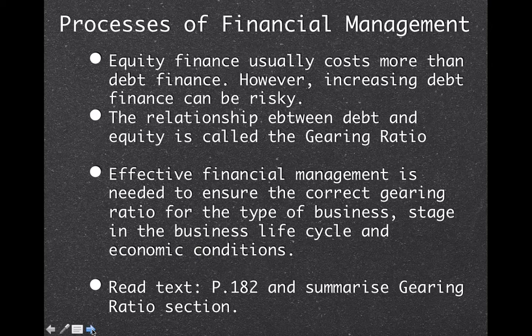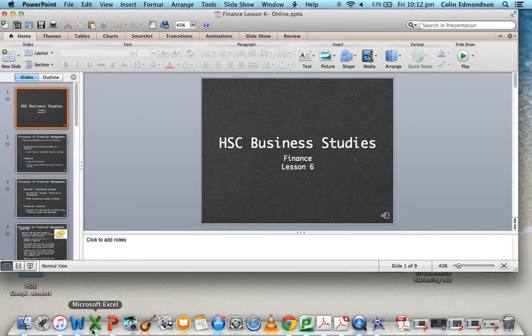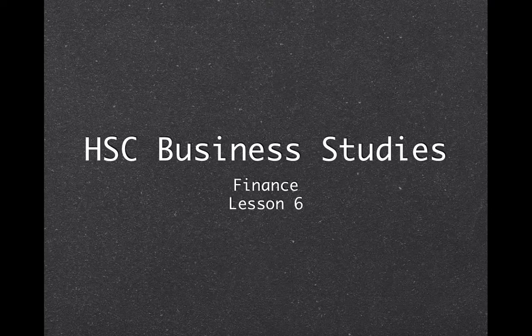So you need to have effective financial management. You need to make sure that your gearing ratio is correct for your business at the stage of the business life cycle. You need to make sure that you don't have too much debt or too much equity. If you read page 182, that will show you the gearing ratio.